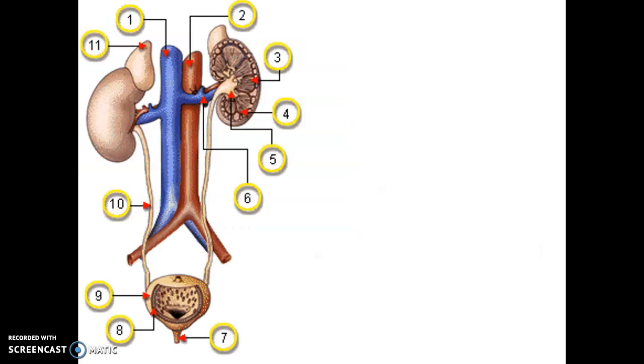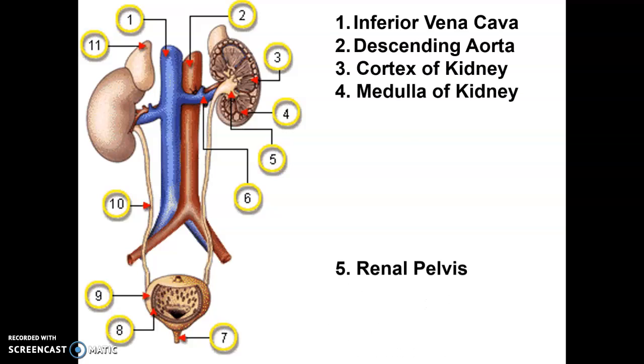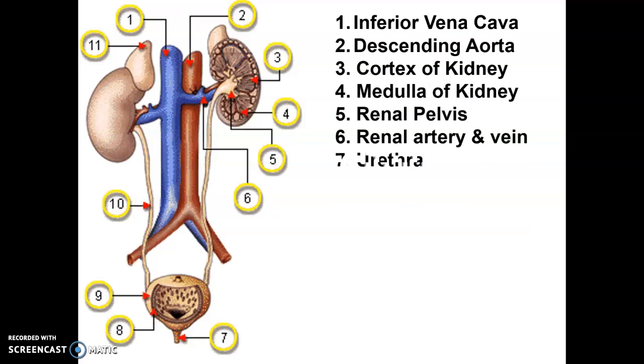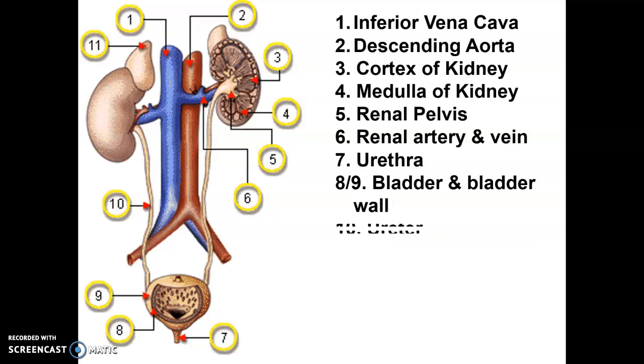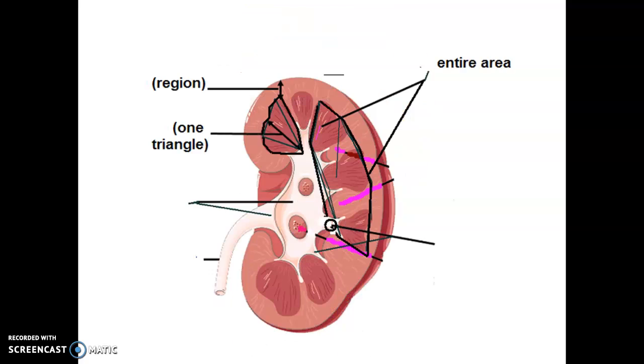All right, some practice for you. The inferior vena cava, descending aorta, the kidneys, cortex, medulla, the renal pelvis, the renal veins and arteries, the ureters, urethra down below, urinary bladder and wall, ureters, and finally, that gland sitting on top of the kidneys, the adrenal gland. Practice on your own now. Pause it. You can do that.